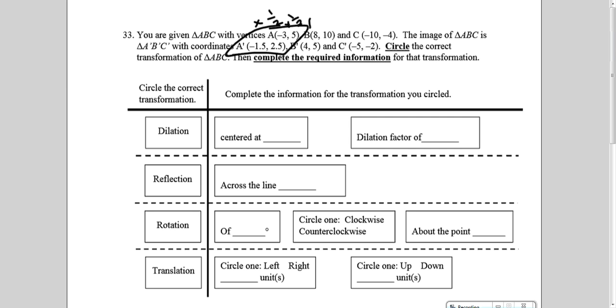8 to 4, I multiplied by 1/2. 10 to 5, multiplied by 1/2. So this is a dilation. Our dilations are always going to be centered at 0, 0, unless otherwise stated. And our dilation factor would be 1/2.